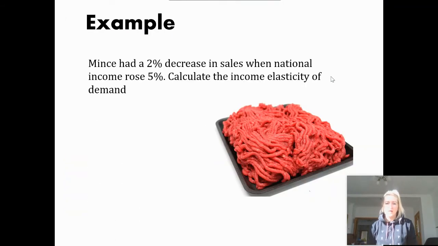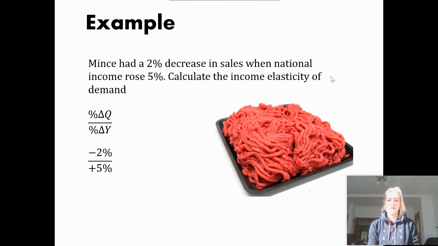So here's an example. Mints had a 2% decrease in sales when national income rose by 5%. Calculate the income elasticity of demand. So of course we're going to use the percentage change formula. The percentage change in the quantity over the percentage change in income. On the top we have the percentage change in the quantity. Well, it decreased by 2, so that's why it's a negative 2, divided by our percentage change in income, which is 5. So negative 2 divided by 5 is negative 0.4. Because it's a negative, then it must be an inferior good. Okay, so notice it's very important that we take into account negatives.